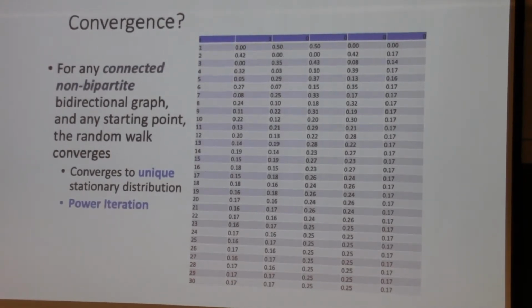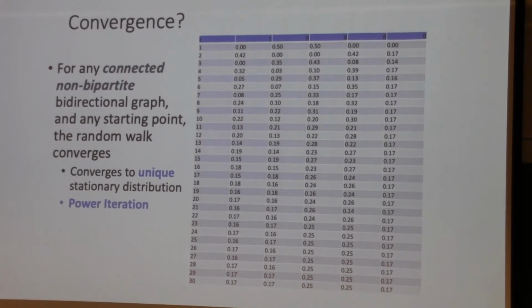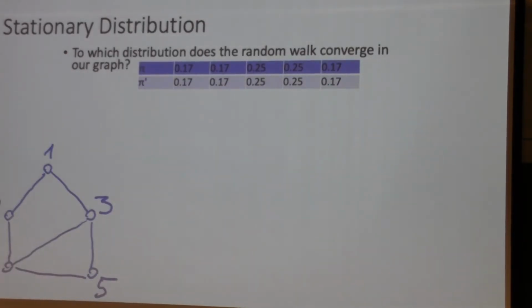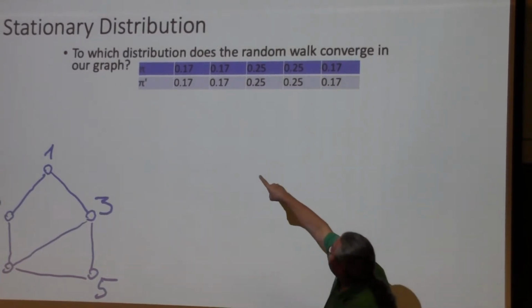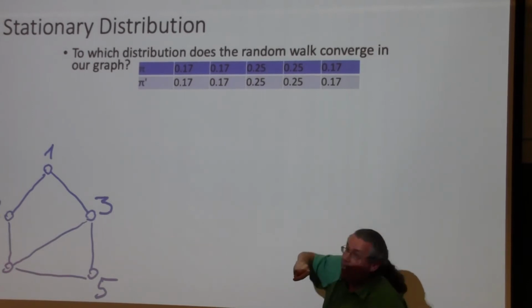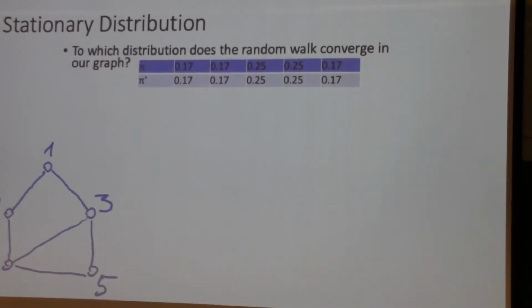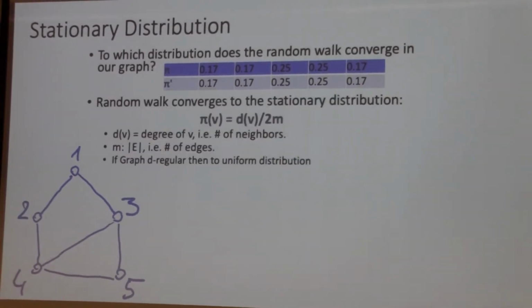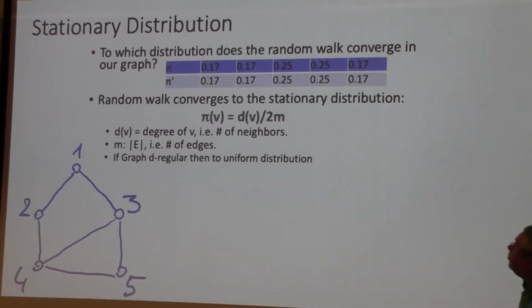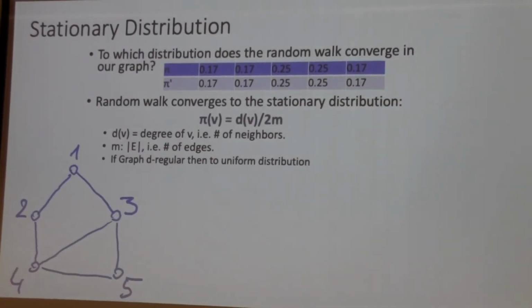And this is called a power iteration because we'll see we're going to have to do powers if we start doing the matrix representation. Okay, now notice you have this very interesting convergence: 17, 17, 25, 25, 17. How do you calculate those numbers? You can actually show that it's very uniform.